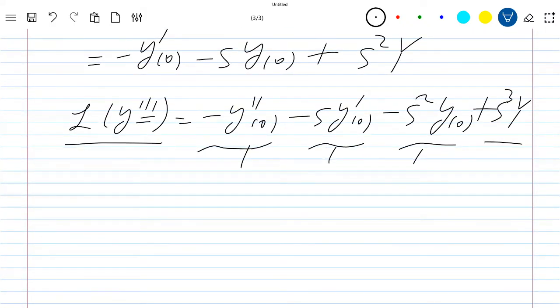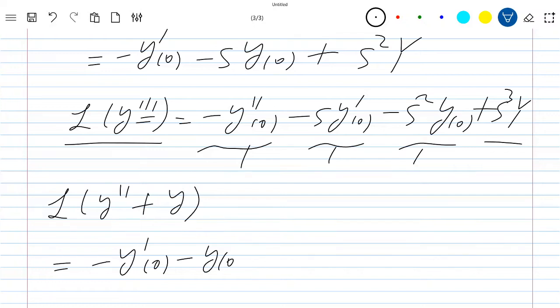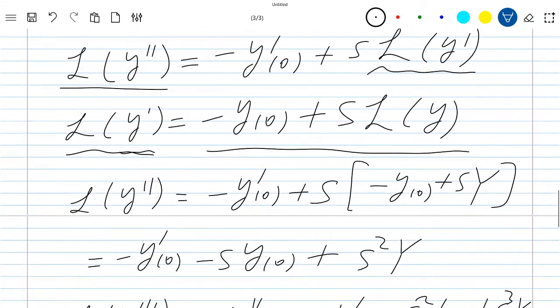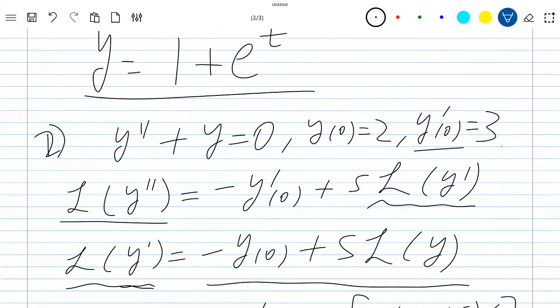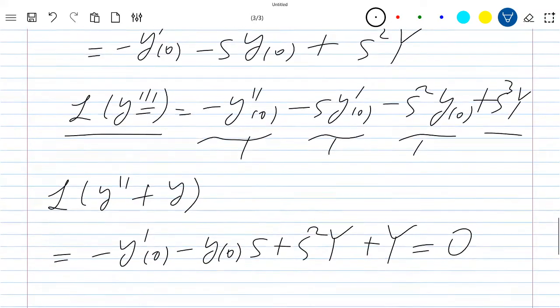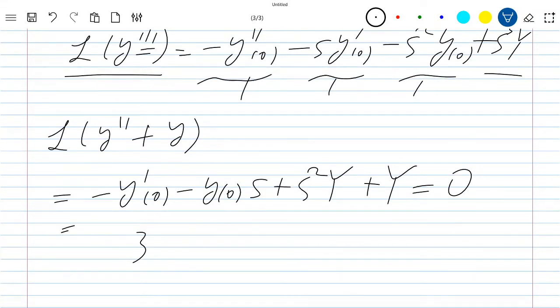All right, now to apply to our equation, plus Y. So what do you get? You get negative y prime of 0 and negative y of 0 times s plus s squared Y and plus Y. And that equals 0, right? Let's see what is y prime and y. It's 3 and 2. So it's negative 3 and negative 2s. Right, 3 and 2.